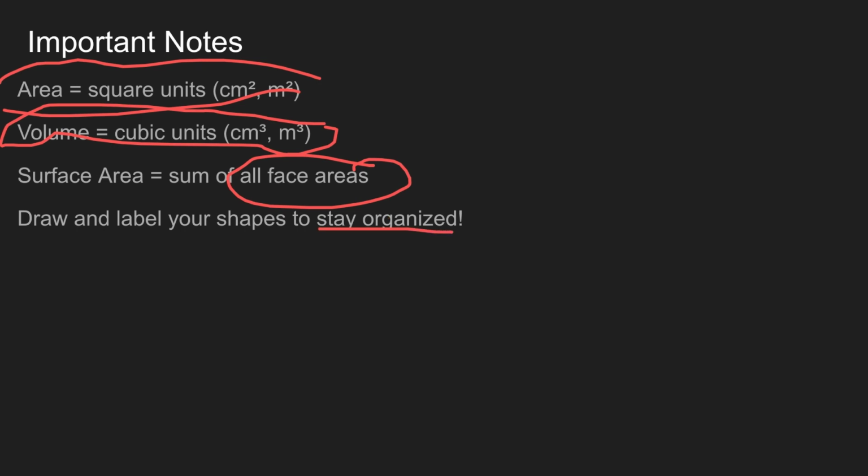Remember, units are very important on tests. Your professors, your teachers are going to ask for units when you get to that level, and they might start taking off points if you don't add your units. So remember your units.